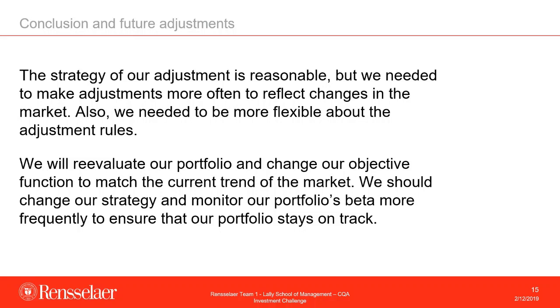In conclusion, the strategy of our adjustment is reasonable, but we needed to make adjustments more often to reflect changes in the market. Also, we needed to be more flexible about the adjustment rules. For example, we set the criteria of making adjustments when a single stock's profit and loss is above 10%, but we will lose profit if we take actions immediately.